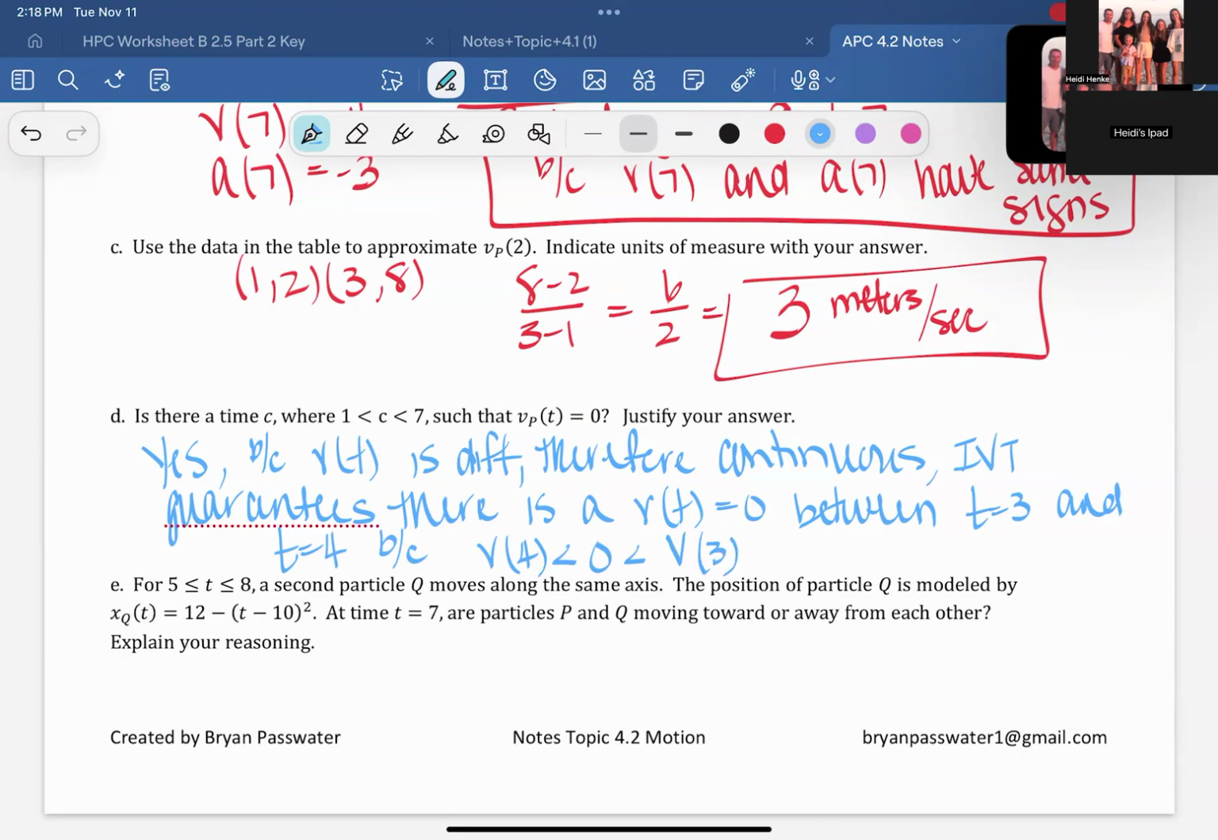That's an IVT review problem, and knowing how to write your IVT statements. That was a couple of tests ago. Here we go again. That's calculus. It never goes away.